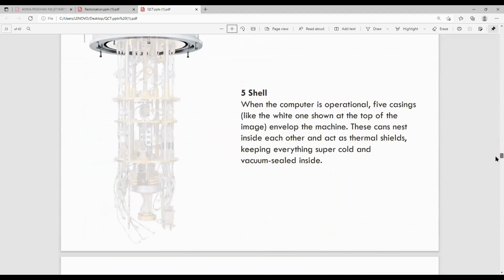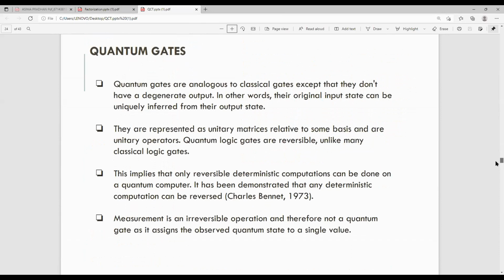And the outside world is such that it has to be protected. Protected against what? It's called decoherence. Decoherence plays a very significant role in spoiling the quantum computer.